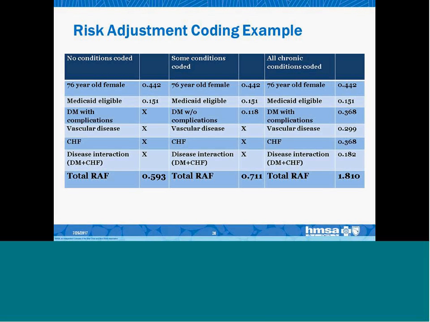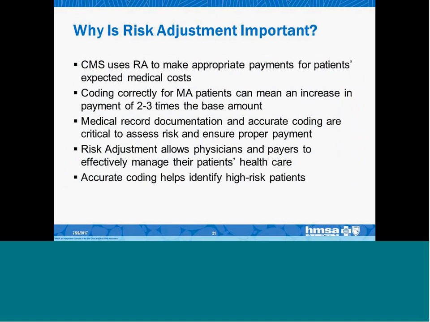But if you were to thoroughly code for all the conditions of the patient, it would increase her RAF score to 1.810, which is a really big difference over just having a basic score of 0.593 or 0.711, and that makes a big impact on reimbursement for that patient. Coding correctly for Medicare Advantage patients can mean an increase in payment of sometimes 2 to 3 times the base amount, as you saw on the last slide.